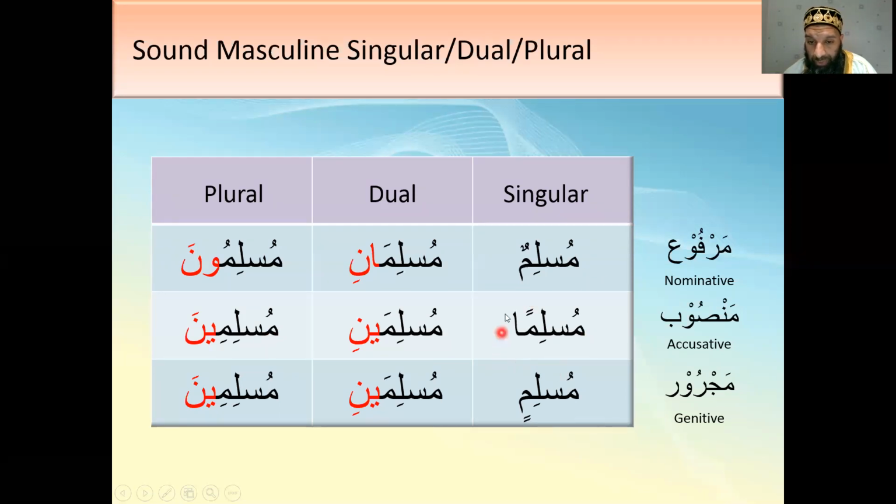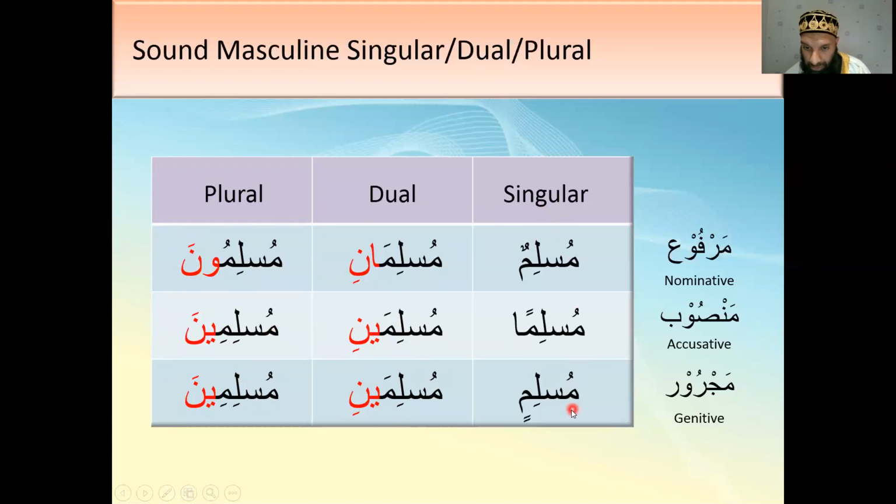Sadiqan is a truthful person. How are you going to say two Sadiqs in mansub way? Sadiqaini. So in marfu you'll say Sadiqani. In mansub you'll say Sadiqaini. And how do you say many Sadiqs in mansub? Sadiqina. Somebody just wrote, oh my gosh, mansub and majroor are both the same. Fantastic. They are both the same in dual and plural. Half your table is learnt.